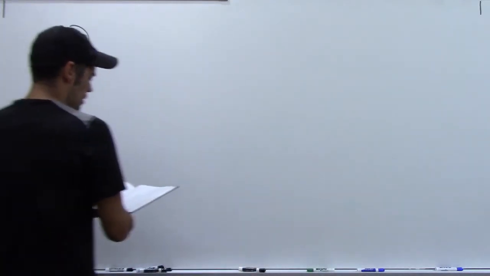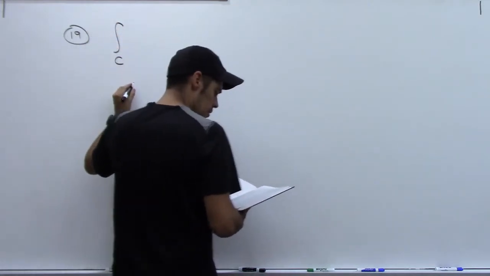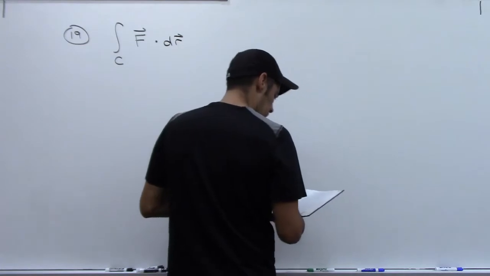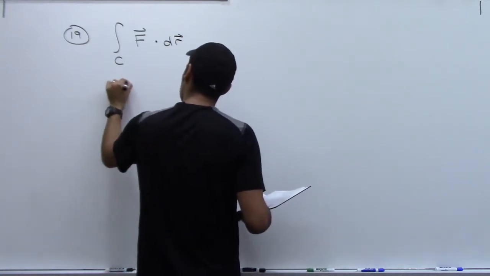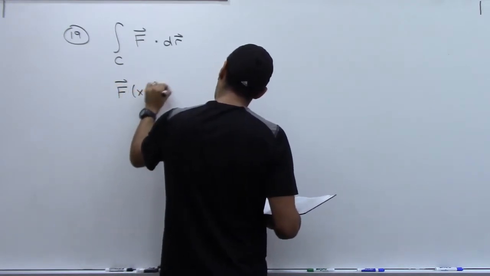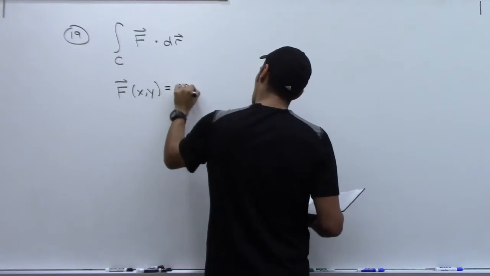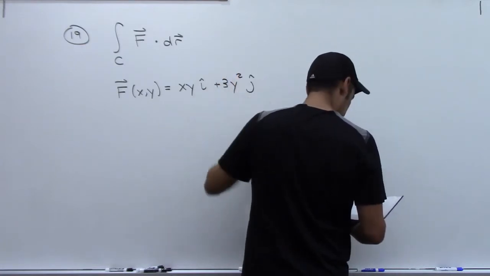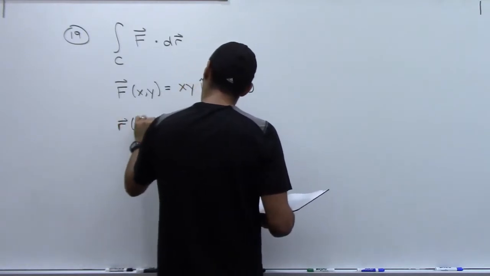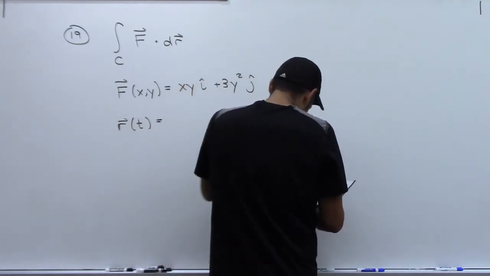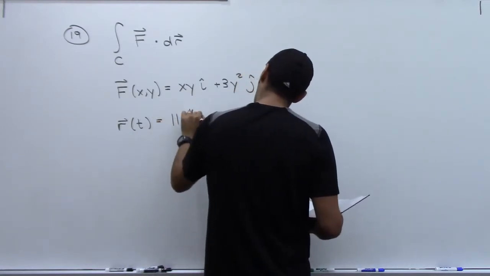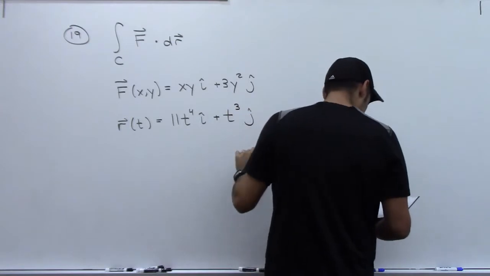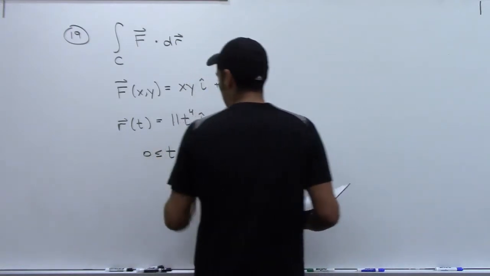For 19, we're asked to evaluate the line integral, but this time we've got a vector field, F dot dr, where F is given to us as a function of two variables, so it's a two-dimensional vector field, and it's x y i hat plus 3y squared j hat, and they give us that r of t is 11 t to the 4th i hat plus t cubed j hat, and they tell us t is between 0 and 1.